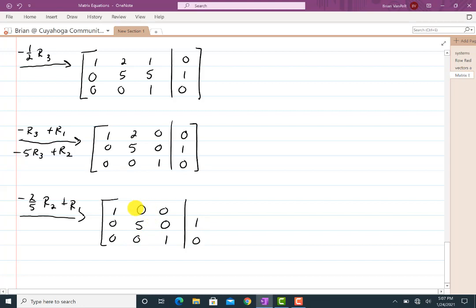Negative 2/5 times 1 will put a negative 2/5 here. And now I can find my answer. I'm not going to bother dividing by the 5. I now know what I have. x1 is negative 2/5. x2 is 1/5. And our answer then is negative 2/5, 1/5, 0.